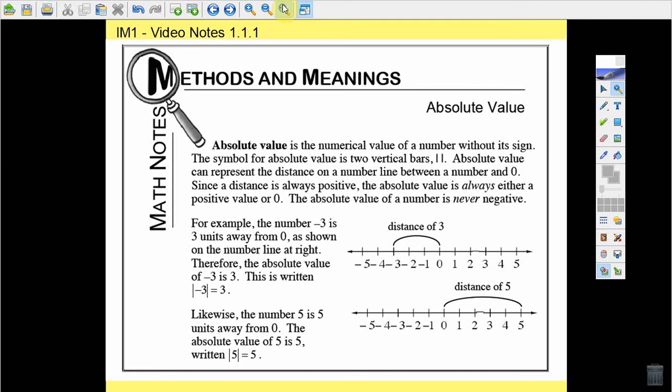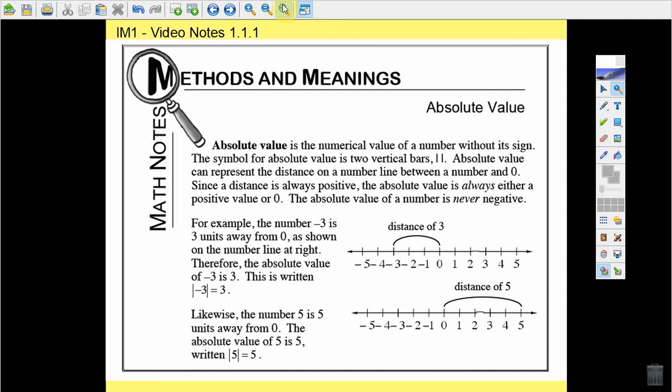Since a distance is always positive, the absolute value is always either a positive value or 0. The absolute value of a number is never negative, so if you ever see an absolute value equal to a negative, you're going to have a no solution problem there, because the absolute value is always positive, never negative.